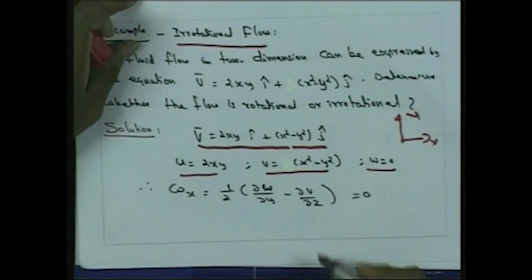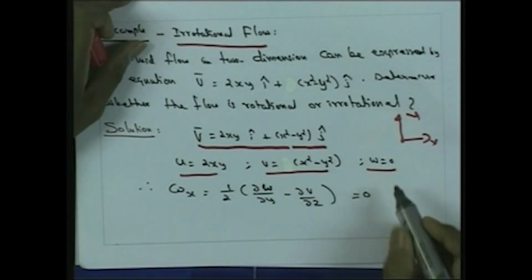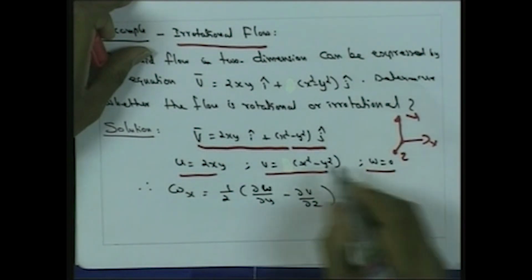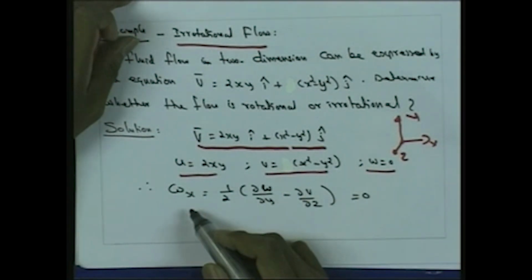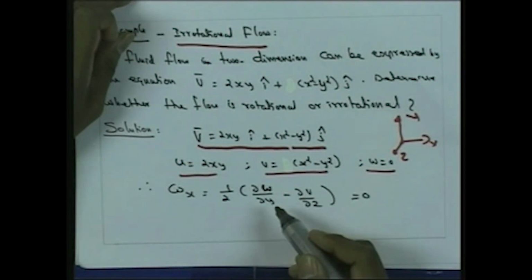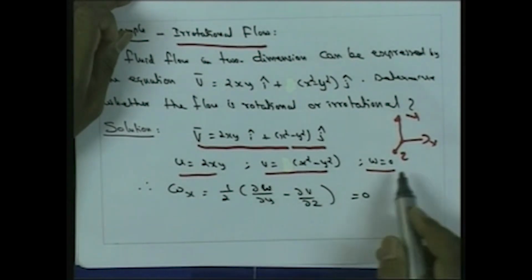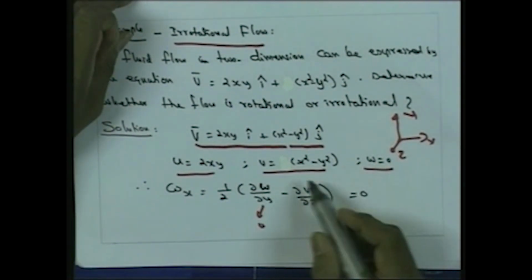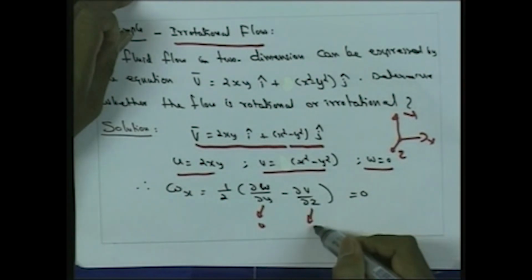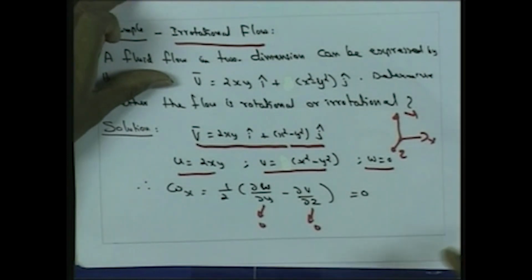For this particular problem, you can see that w is already 0, and we don't consider the z direction since the z component is not there. The flow is in two dimensions, so omega x is equal to half of (del w by del y minus del v by del z). W is already 0, so this component will be 0, and del v by del z, since there is no variation with respect to z, will also be 0, so we can show that omega x is equal to 0. Similarly, we will now do it for omega y.